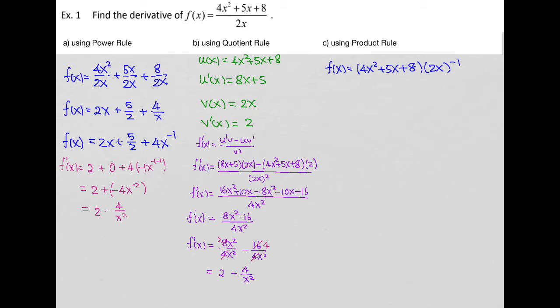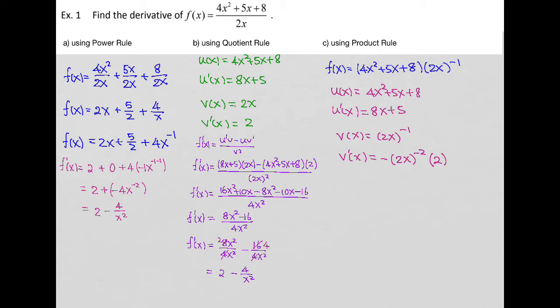And once again, we have to define our u and v. So our u(x) will be the first bracket, which is 4x squared plus 5x plus 8. So u prime will be 8x plus 5. And our v(x) will be (2x) to the exponent negative 1. Then v prime(x) will be negative 1 brought down, (2x) to the exponent negative 2, times the differentiation of the base, which is 2.